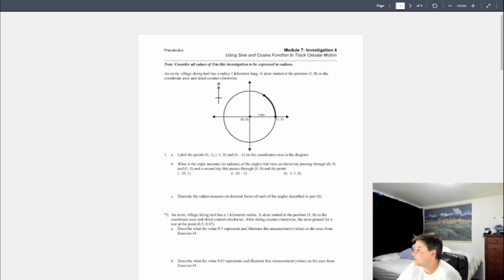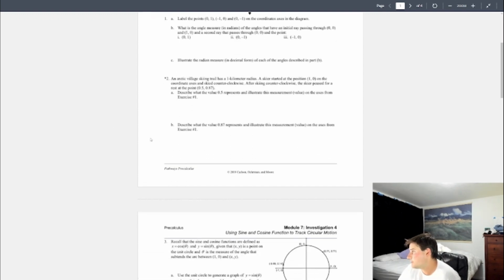An architect designs a skiing trail with a 1 kilometer radius. The skier starts at position 1, 0 and skis counterclockwise. At the rest point, 0.5, 0.87. So half, I would halve this. Describe what the value 0.5 represents and illustrate this measurement value on the axes from exercise 1.